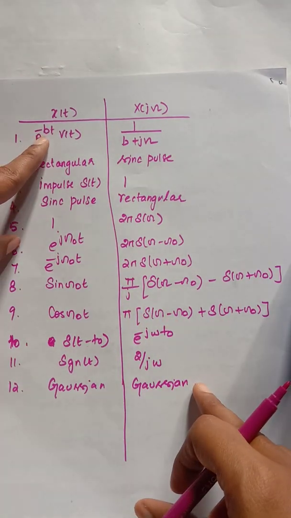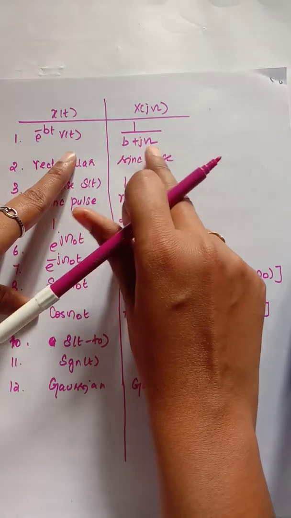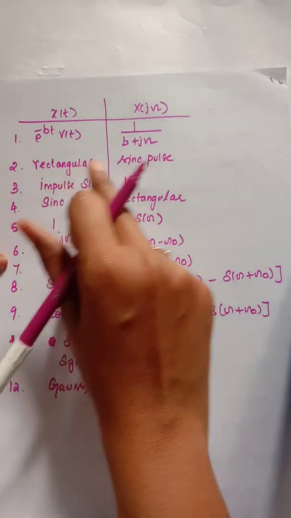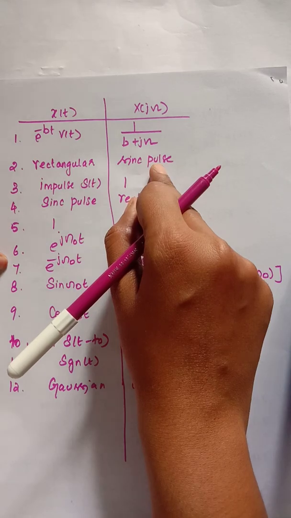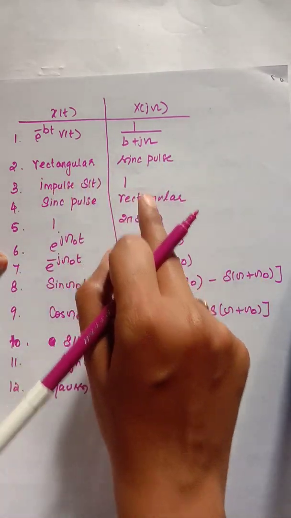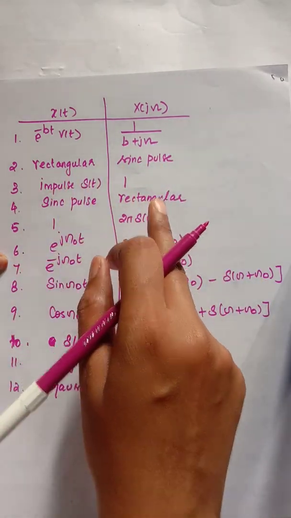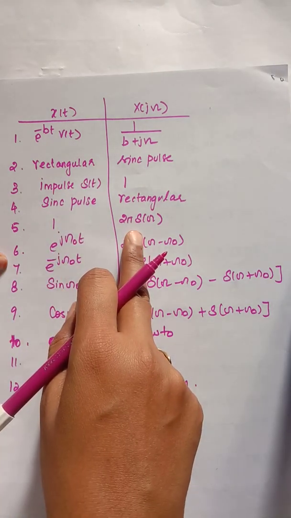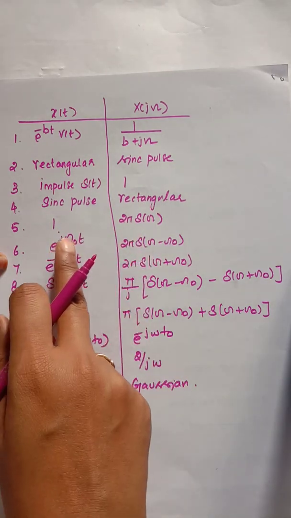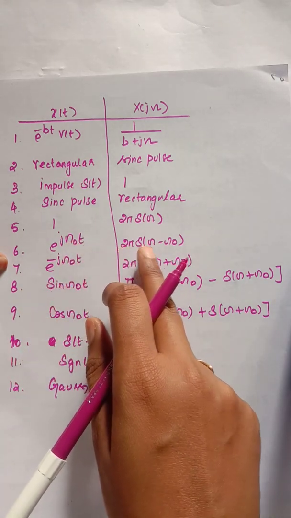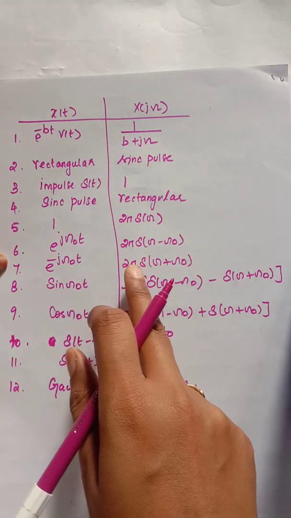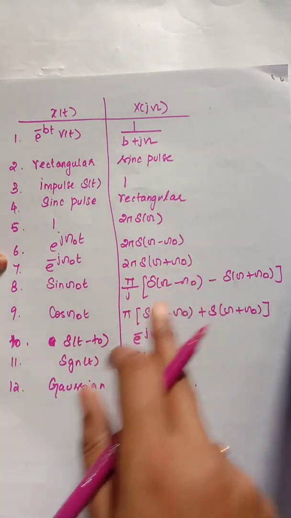e power minus bt u of t is 1 by b plus j omega. Similarly, for a rectangular pulse, it is a sinc pulse in the frequency domain. Impulse signal, it is 1. For a sinc pulse, it is a rectangular pulse. For 1, that is a DC signal, it is 2 pi into del of omega. For e power j omega naught t, it is 2 pi del of omega minus omega naught. E power minus j omega naught t, it is 2 pi into del of omega plus omega naught.